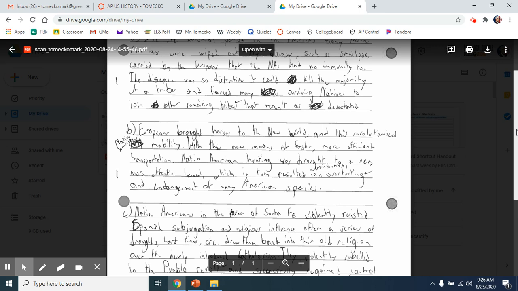With this new means of faster, more efficient transportation, Native American hunting was brought to a new, more effective level, which in turn resulted in unintentional overhunting and endangerment of many American species. All true. This is excellent. This is telling me not just cause and effect, but the significance of that effect long-term going forward. Okay. So again, just a few short sentences, but it's clear that this student understands cause and effect and is showing that, and he knows that his job is to develop the effect, the change in Native American society.